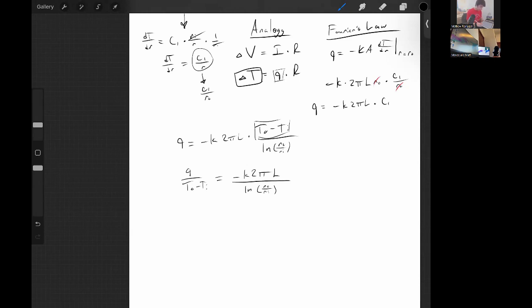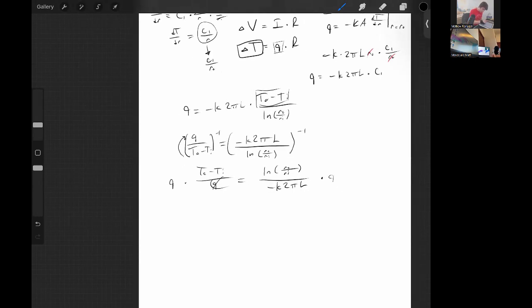All right. And now something that we can do is flip the reciprocal by multiplying both sides by negative 1, or putting everything to the power of negative 1. We get the outer temperature minus the inner temperature over Q equals the natural log of the outer over inner radius, divided by k 2 pi L. And then if we multiply both sides by Q, we get our expression. And what we can derive from this is our resistance.